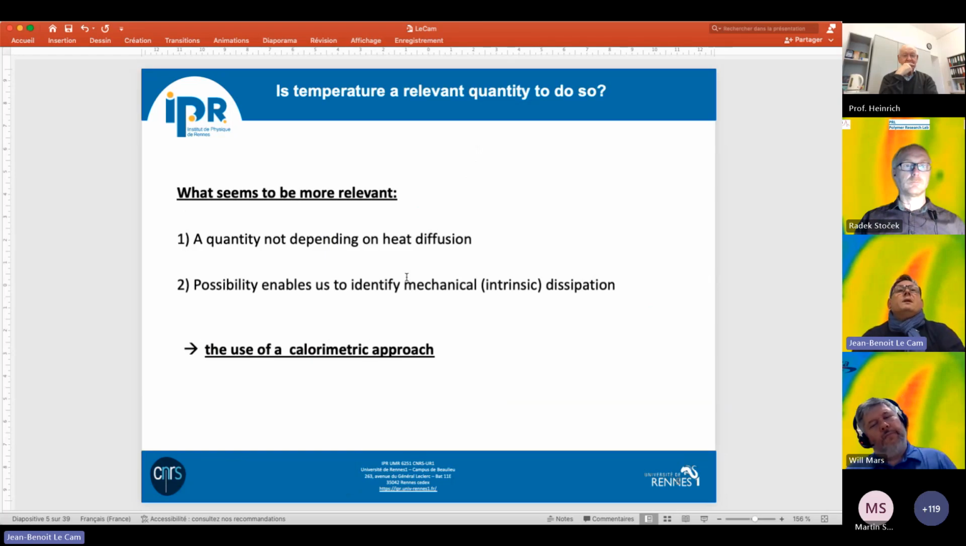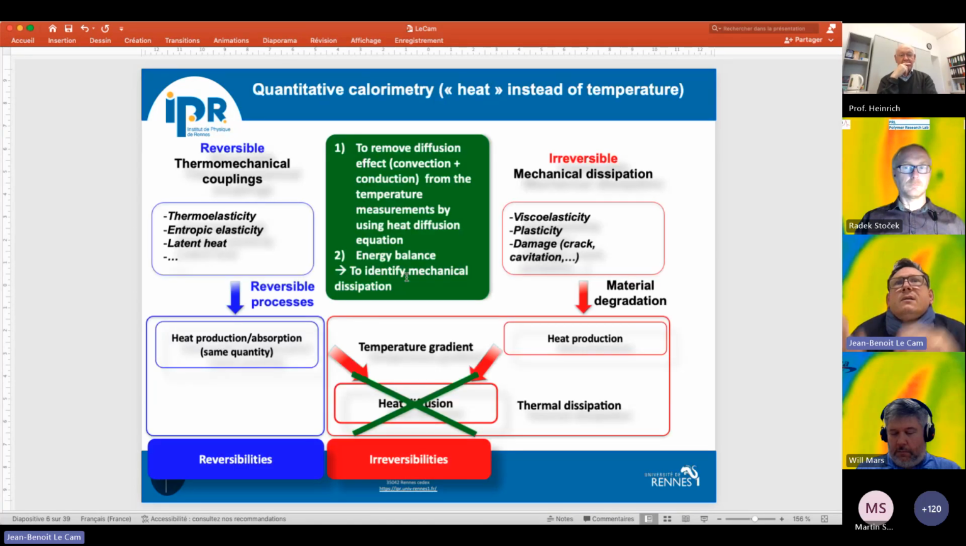So what would be a more relevant quantity? It would be a quantity that does not depend on the heat diffusion, and that enables us to identify the mechanical dissipation, also called the intrinsic dissipation. For that, we use a calorimetric approach. The calorimetric approach consists, very basically speaking, in transforming temperature into heat. And the general framework is the following.